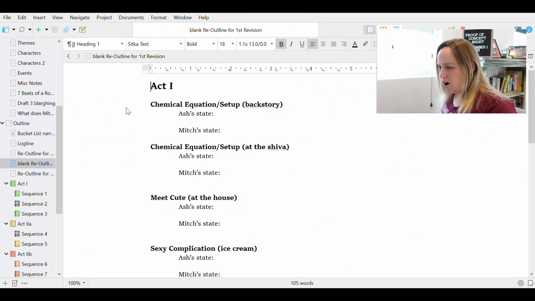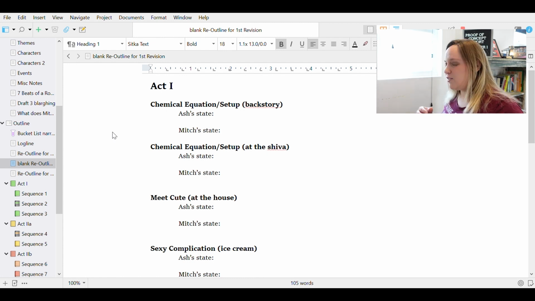All right, so here we are. And what I have on here first, this is work that I'd done a while ago. You can see up here, the title disappears when I mouse over it. Blank re-outline for first revision. So this is an outline template that I put together when I was revising this script for the first time.